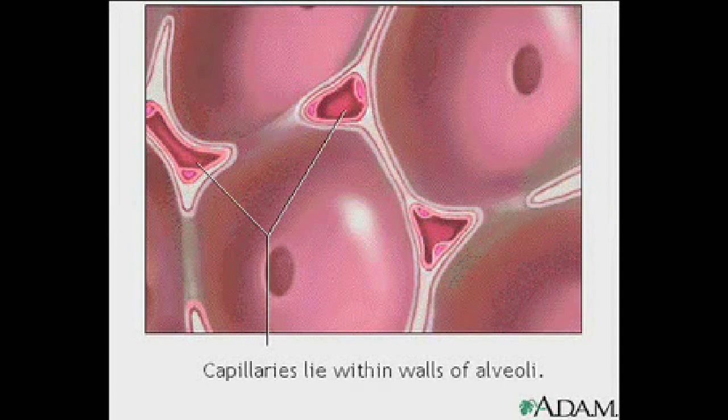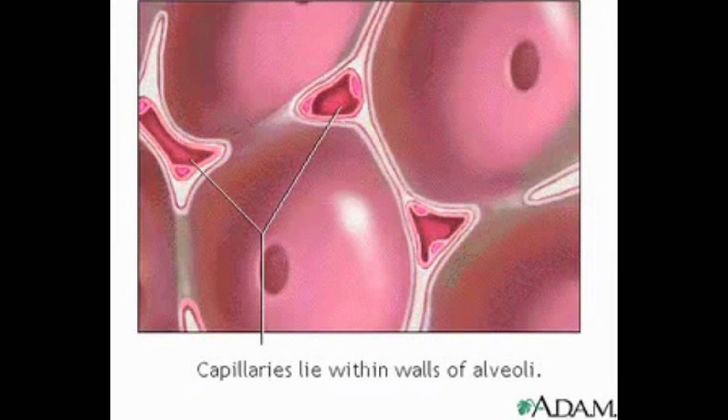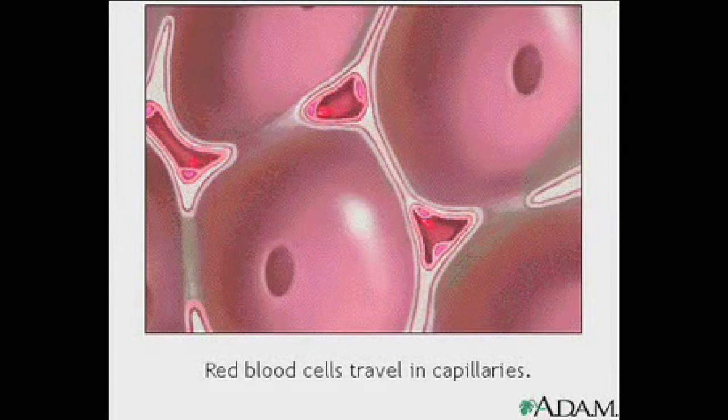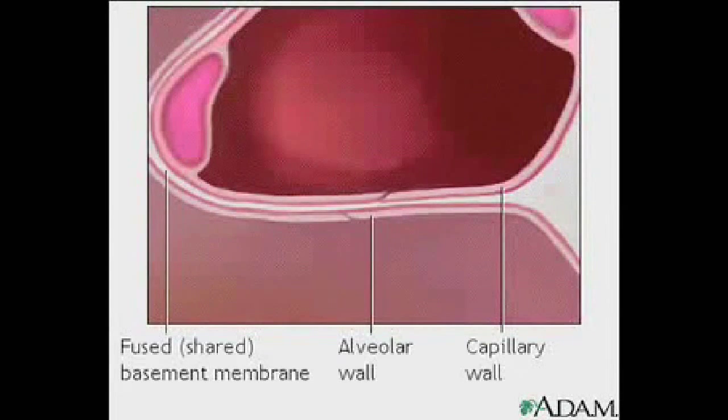Exchange of gases occurs in the lungs between the alveoli and a network of tiny blood vessels called capillaries, which are located in the walls of the alveoli. Here, you see red blood cells traveling through the capillaries. The walls of the alveoli actually share a membrane with the capillaries. That's how close they are.